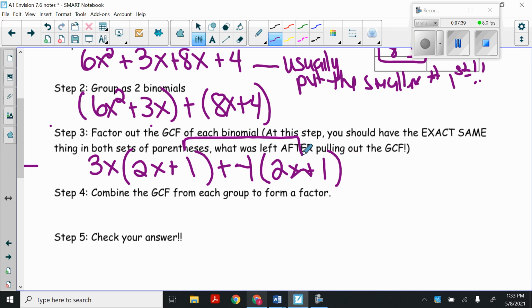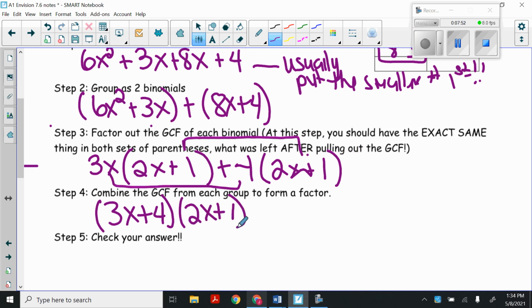Step number 4, combine the GCF from each group to form a factor. So what you pulled out of each, that becomes one set, 3x plus 4. And then 2x plus 1 is my other one. So the 2x plus 1, I only write it down one time. The 3x plus 4, the GCF from both of them, that becomes my other set of parentheses.